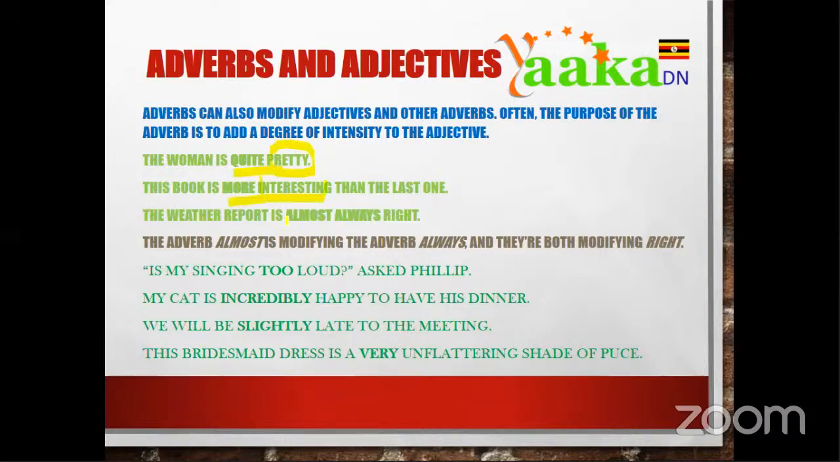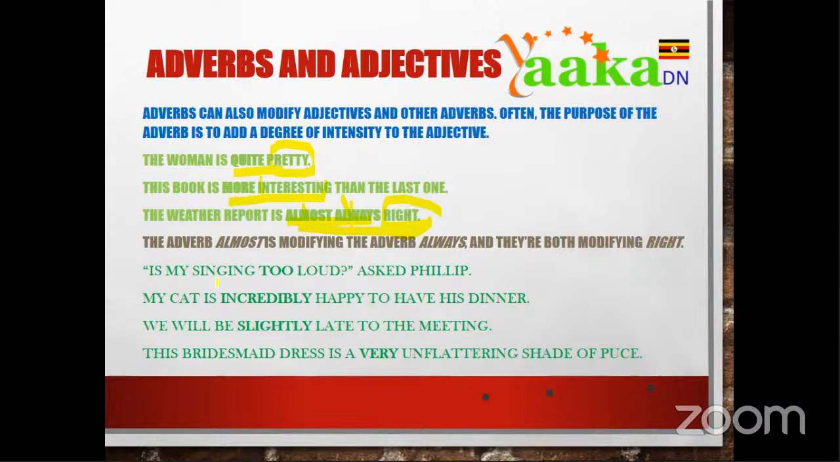So almost always describes the word right. In this case, the adverb almost is modifying the adverb always here, and they are both modifying right. So here we have two adverbs following each other, as I told you earlier. An adverb can also modify an adverb. Here almost modifies always, and both of the two adverbs, almost and always, modify the adjective right.